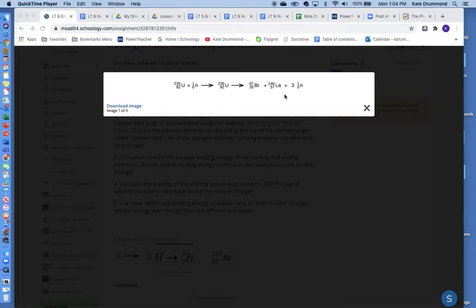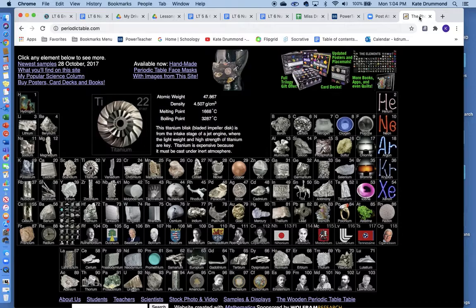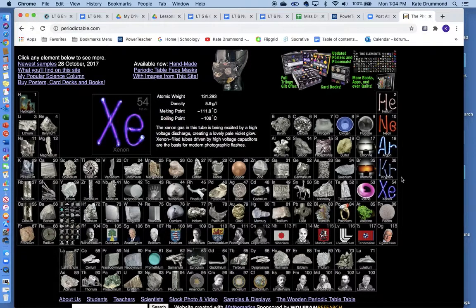So the way that you do that is you go to the photographic periodic table of the elements. It looks like this, periodictable.com. There are lots of online periodic tables. So once you get to the photographic periodic table, you should bookmark it. You can bookmark it by simply hitting the star and then hitting save.